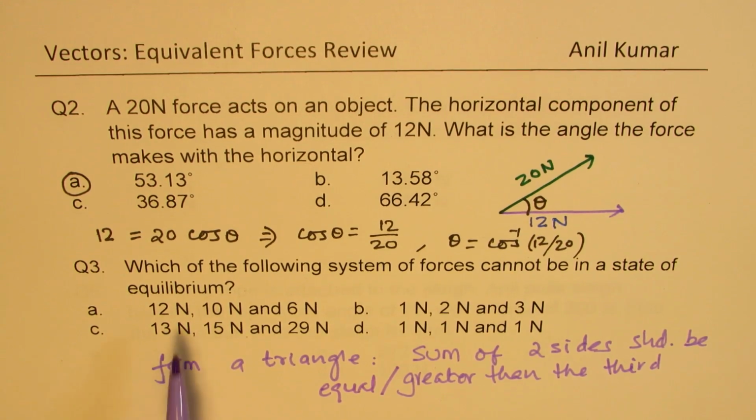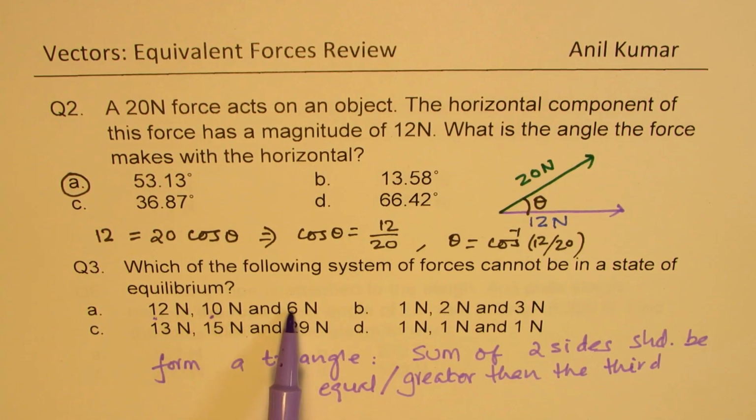The third. So if you see this, if I add 12 and 10, we get 22, which is greater than 6. If I add 10 and 6, then also it is greater than 12. So this is okay. 1 plus 2 is 3. It's equal. It works.